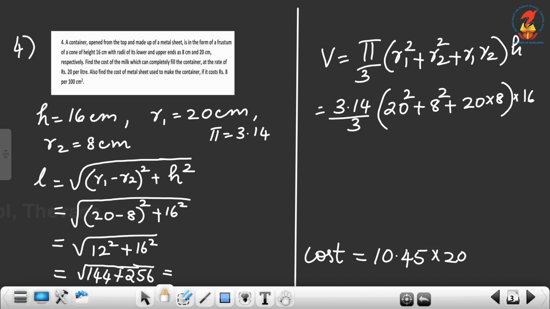Fourth question. The question is this. A container open from the top and made up of metal sheet is in the form of a frustum of a cone of height 16 centimeter with radii of its lower and upper ends as 8 centimeter and 20 centimeter respectively. Find the cost of the milk which can completely fill the container at the rate of rupees 20 per liter. Also find the cost of the metal sheet used to make the container if it costs rupees 8 per 100 centimeter square. So two questions are there.